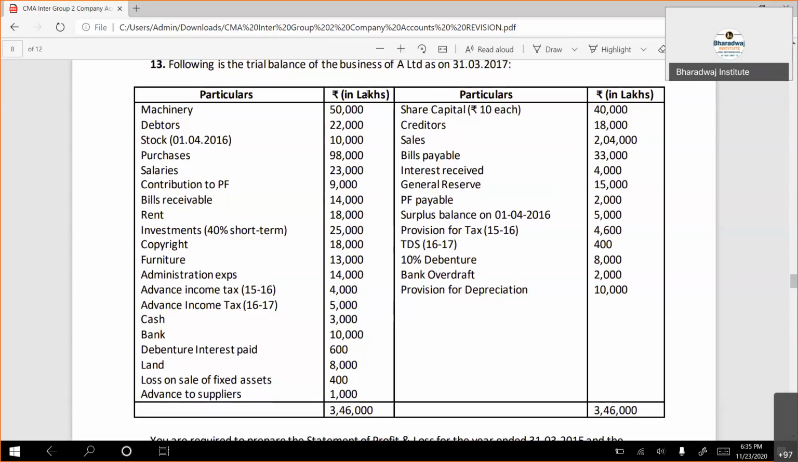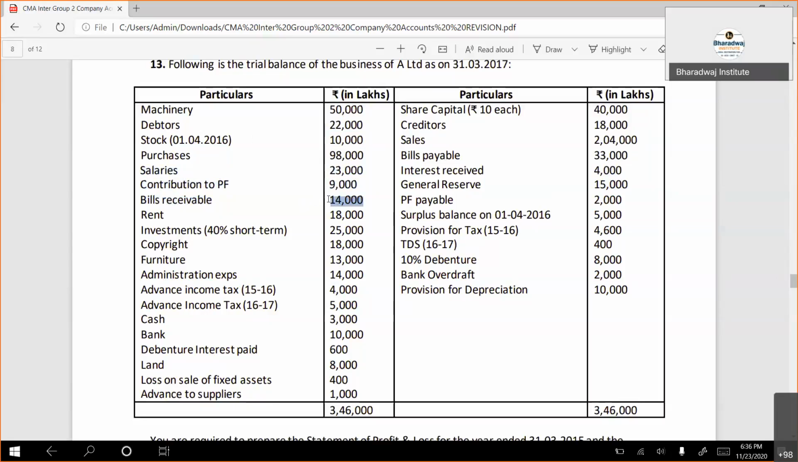Where will this machinery come? Under fixed assets. Debtors opening balance will come, and debtors closing balance will come in the current assets, trade receivable. Opening stock will be adjusted with cost of goods sold: opening stock plus purchases minus closing stock. Salaries and contribution to PF will come as employees cost.